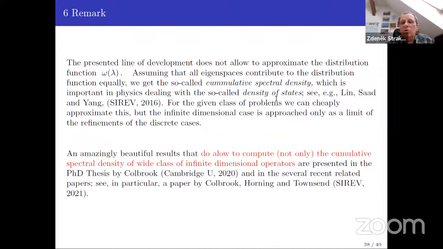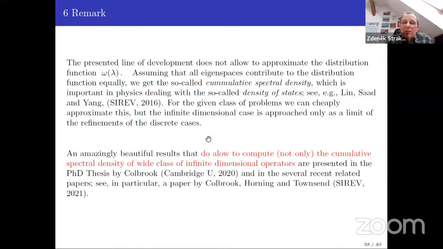But we cannot approximate the real distribution function, which can have a different weight for different, say, operators in this infinite dimensional case. But even this question is important practically, as I've learned from this paper by Lin, Saad, and Yang recently. I didn't know that paper before, but I would like to advertise something else, the work of the others, and both Alex and Matt are in the audience.